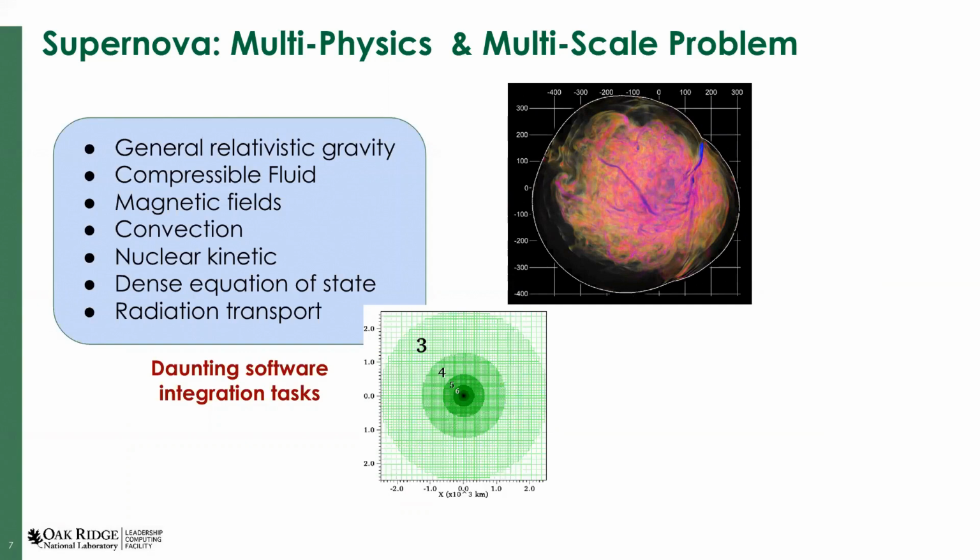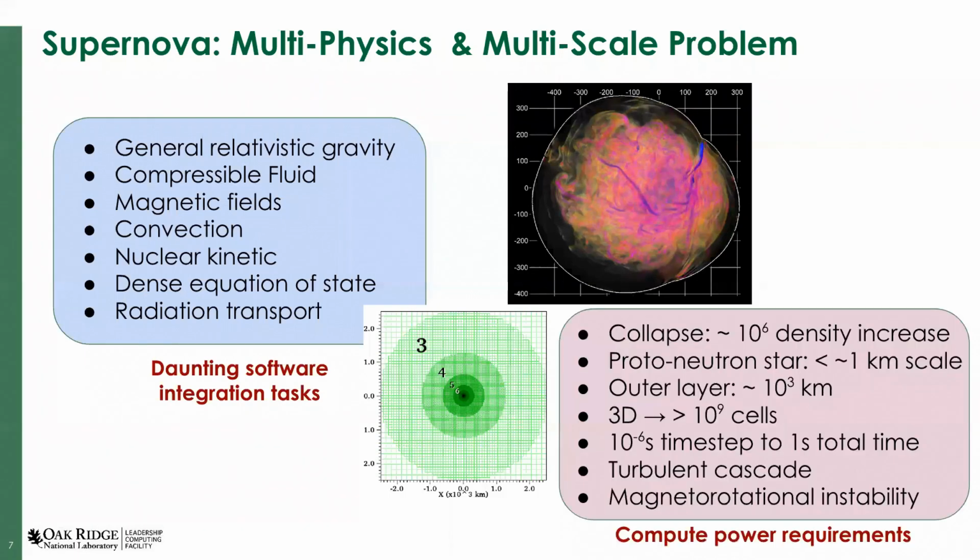This translates to at least 100 changes in length scale. So a realistic simulation will have to be able to resolve 1 kilometer in terms of length scale, while the domain size is on the order of 1,000 kilometers. So this is a multi-scale problem.